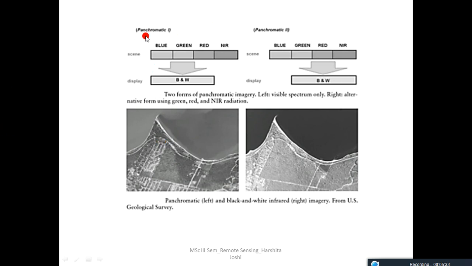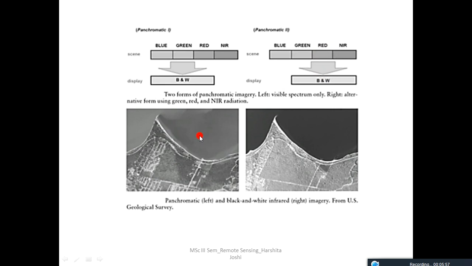So talking about panchromatic, if we are using only the green band, we get a black and white display. The band being used is the green one. This is the image that we will get. If we are using the red band, the photograph that we will get will be a black and white one. This will be the resultant.